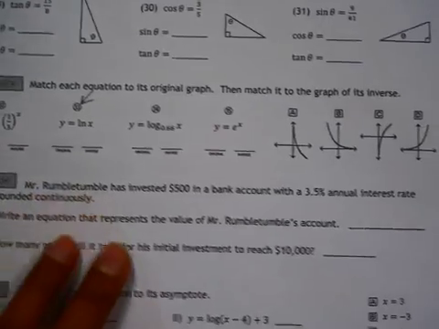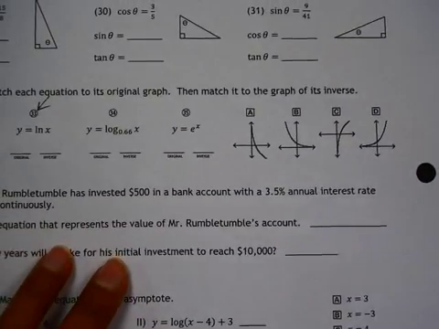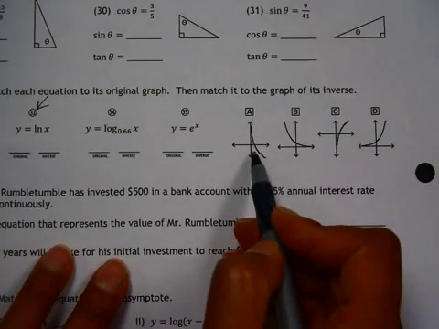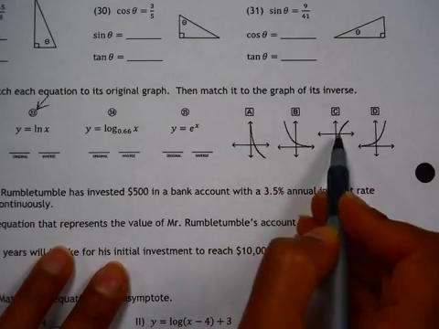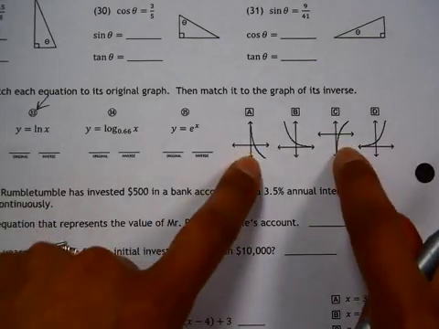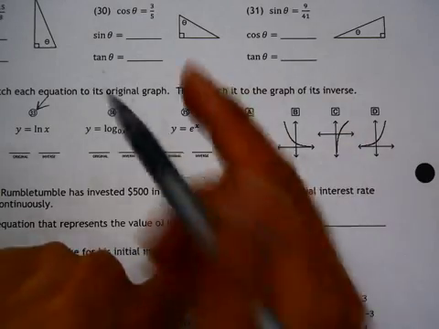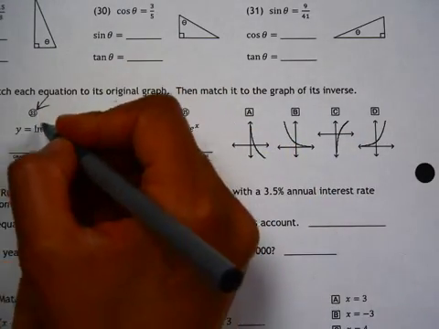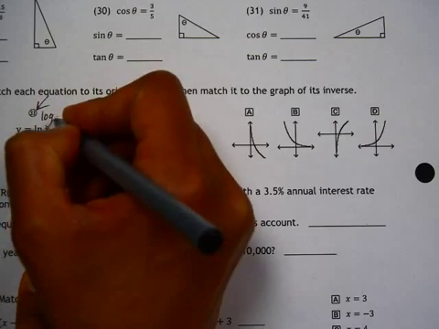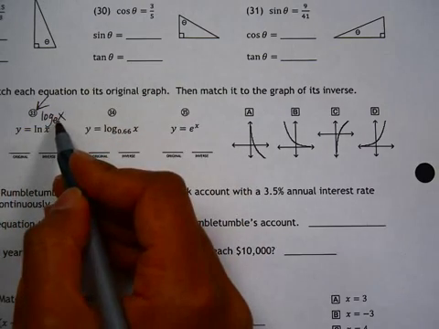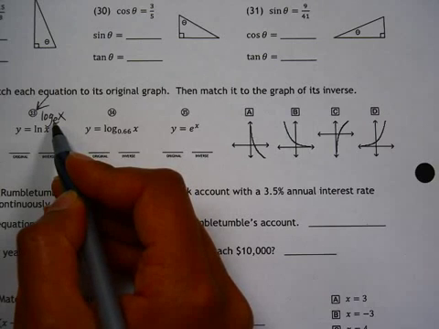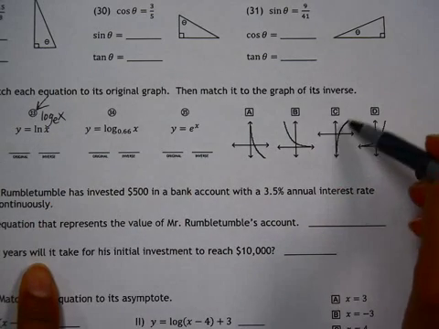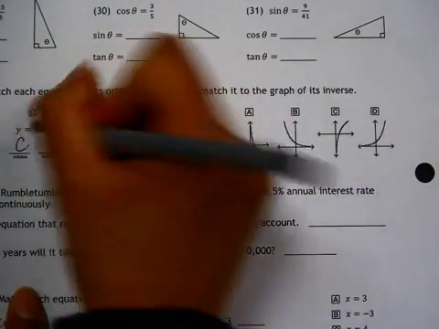So of these four graphs, the two that are log graphs are A and C. So between A and C, we need to see which one would be natural log of x. If you have a log with a base of e, this base e is a number that's bigger than 1. So that means the log graph should be increasing, which would be graph C. So the original graph is graph C.